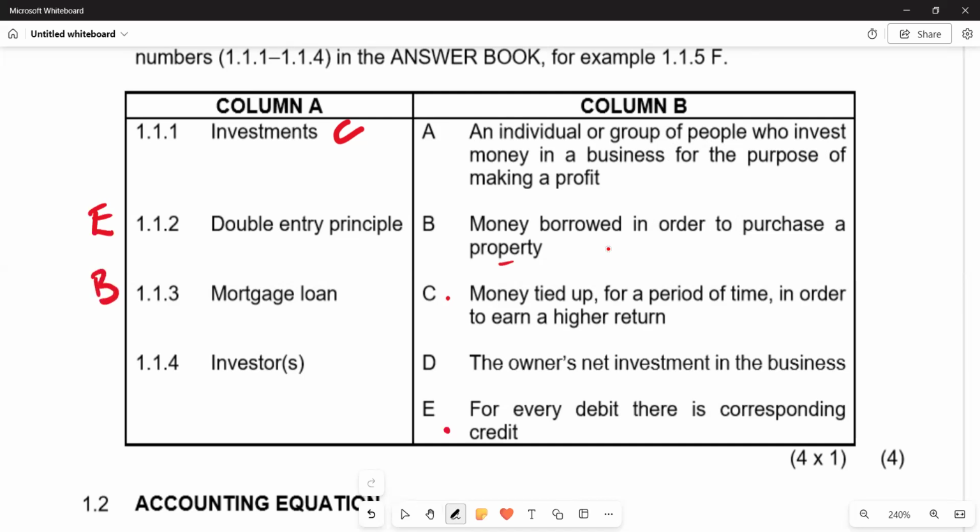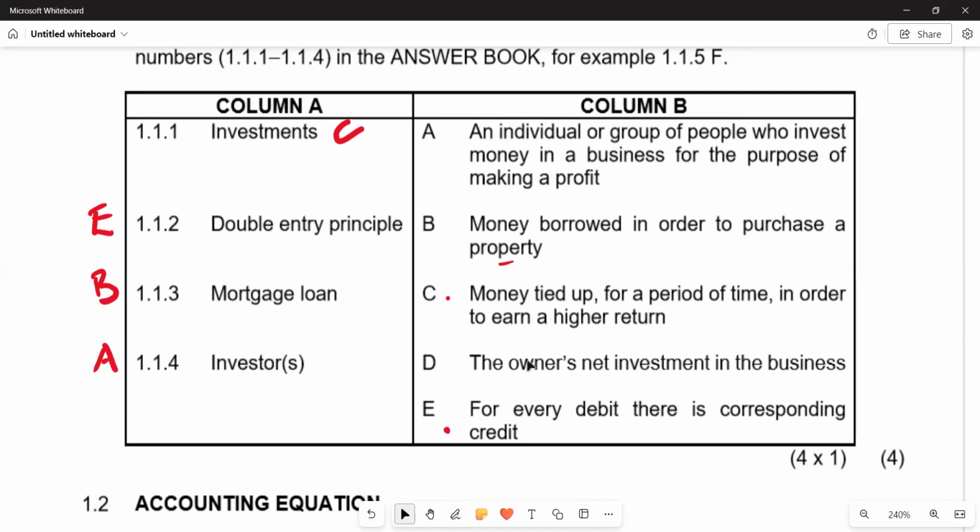Then we've got investor or investors. So we go through the responses again. You would see that A, an individual or group of people who invest money in a business for the purpose of making a profit, is what you call an investor. Basically, an investor is one who does investment. So we've got A there as the correct answer.